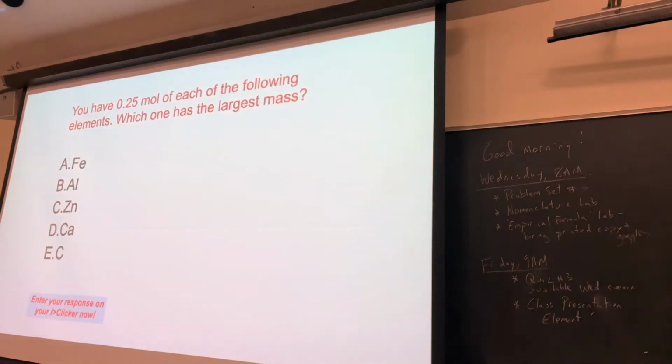Sweet. Now, here's a question. It says we have 0.25 moles of each of these elements. And the question is, which one has the largest mass? Which one has the most grams? So we're starting with moles. We want to go to grams. We're going to need the molar mass. You can calculate these actual numbers if you want, or going from moles to grams means you're going to multiply by the molar mass on the periodic table. So maybe instead of figuring out what each one of them are, maybe you could find the largest molar mass. Think about that one for a second.